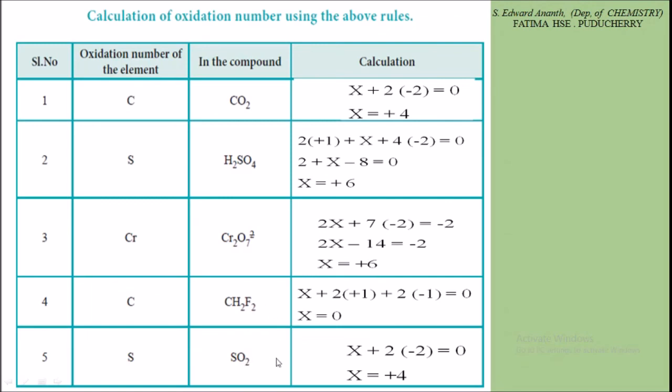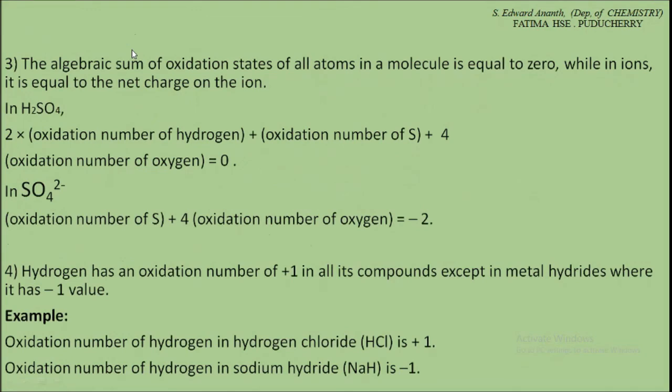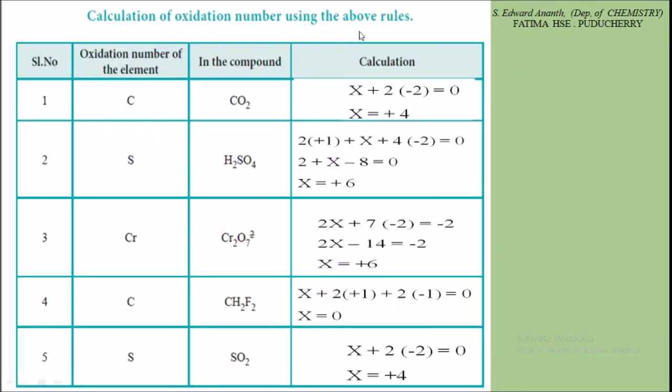Similarly, other examples can be calculated. So today we discussed what is called a redox reaction, what is meant by oxidation number, and how to calculate oxidation number has been briefly discussed today.